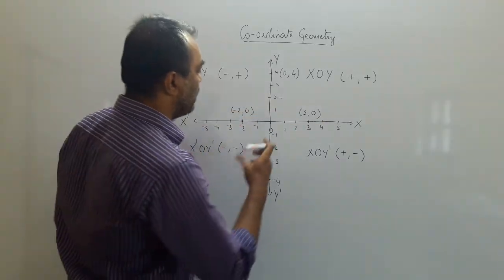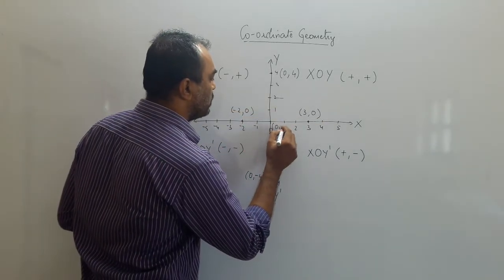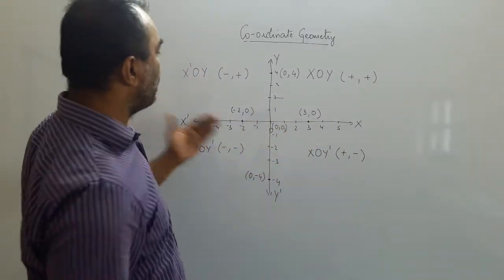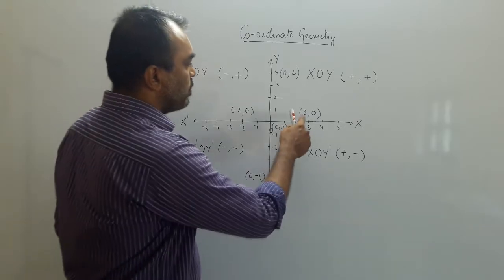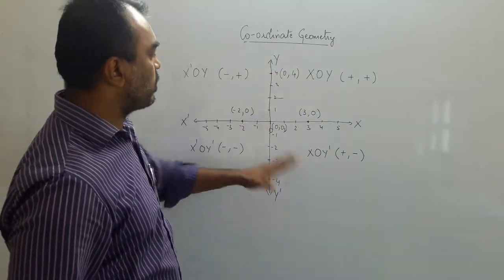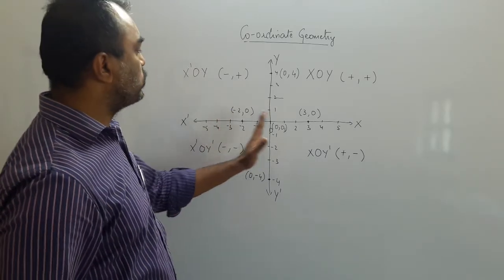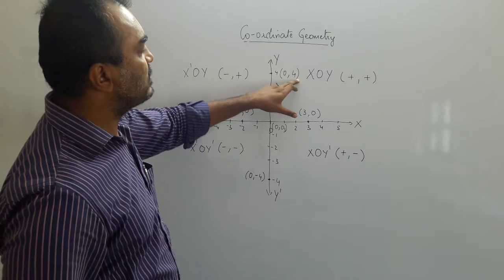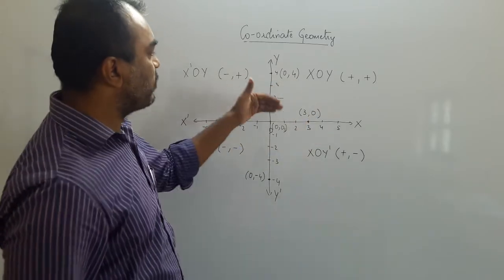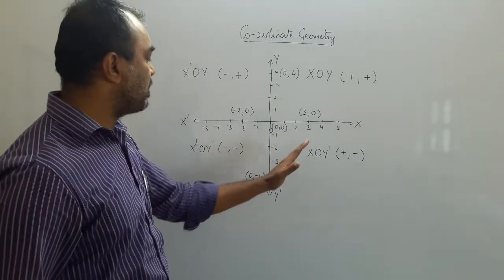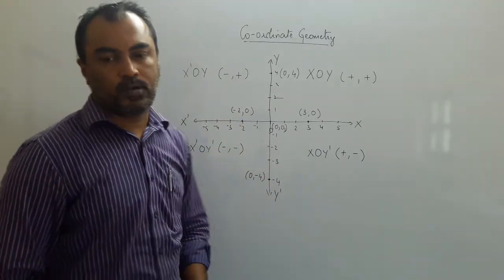So this point is again the origin, called (0, 0). (0, 0) means exact origin, neither right nor left, neither top nor bottom. But (3, 0) means 3 steps to the right, neither top nor bottom. (-2, 0) means 2 steps to the left, neither top nor bottom. (0, 4) means neither right nor left, but 4 steps to the top. And (0, -4) means neither right nor left, but 4 steps to the bottom.